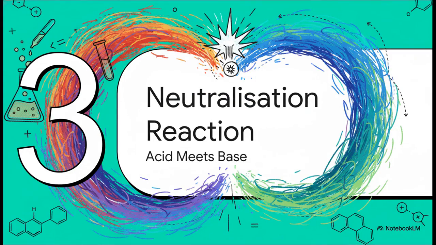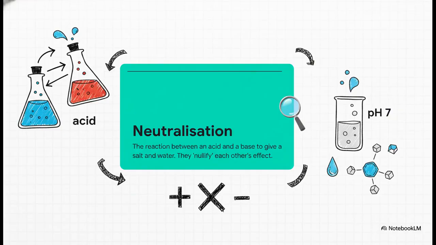And now for our final reaction. What do you think happens when we mix an acid with a base? A base is, in many ways, the chemical opposite of an acid. Let's see what happens. This specific reaction between an acid and a base is called a neutralization reaction. It's called neutralization because the acid and the base, well, they cancel out or nullify each other's effects.